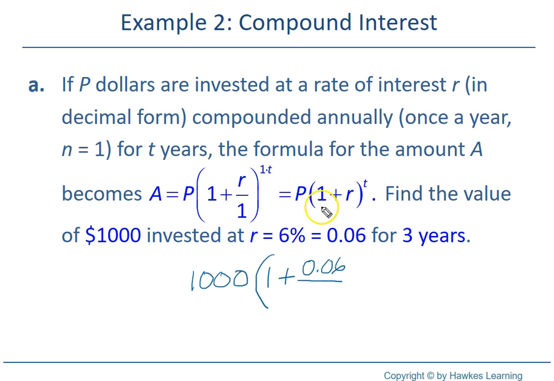Now, they're saying they're going to compound it annually. So our N is just going to be 1 here. So we don't have to write that. And then it's going to be 1, which is our N again. And it's going to be for 3 years.